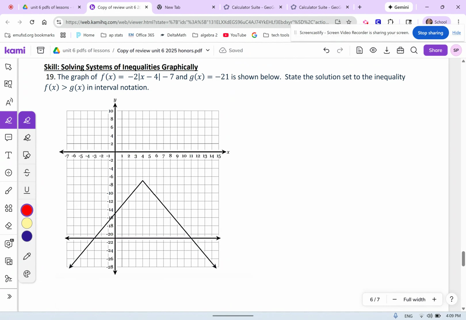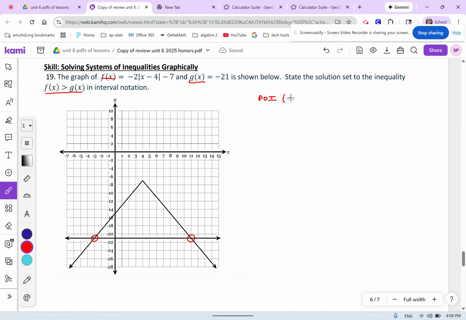So the first thing I'm doing is I have a function f of x, which is an absolute value function, and we have a function g of x, which is a horizontal line at y equals negative 21. And I'm looking to find the solution where the y values of f of x are greater than g of x. So the first thing you're going to do is identify the points of intersection. And the points of intersection are negative 3, negative 21, and 11, negative 21.